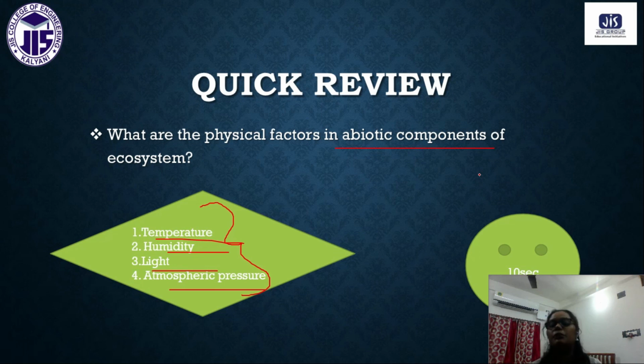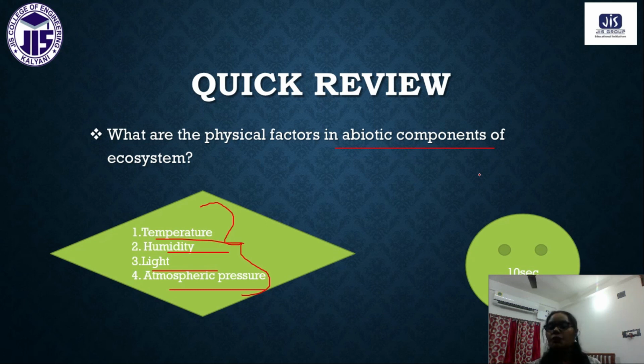There are three types of abiotic components: physical factors, inorganic substances, and organic substances. The biotic components are again of three types: producer, consumer and decomposer. Producers are of two types: autotroph and chemotroph, or chemosynthetic bacteria. Consumers are of three types: primary consumer, secondary consumer and tertiary consumer. And lastly we have the decomposer.